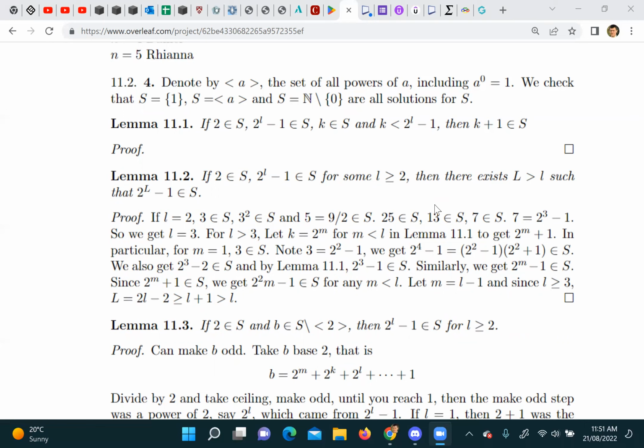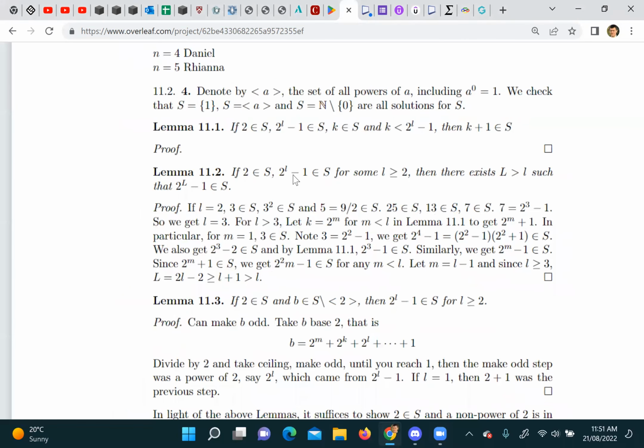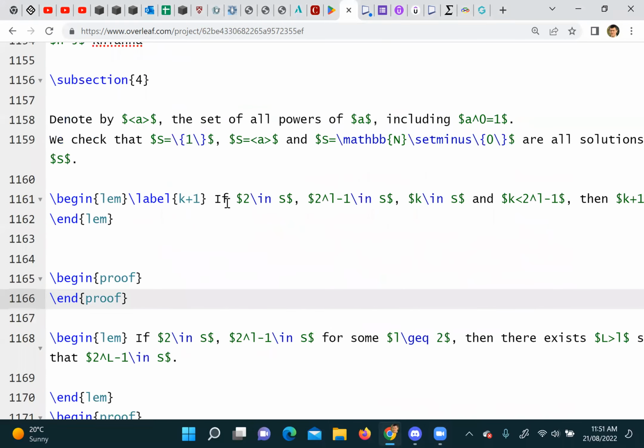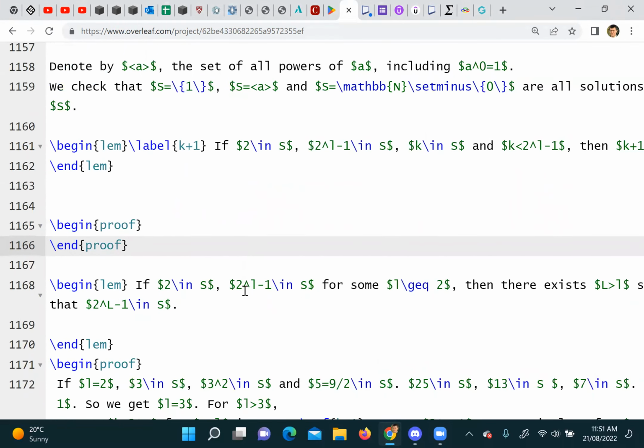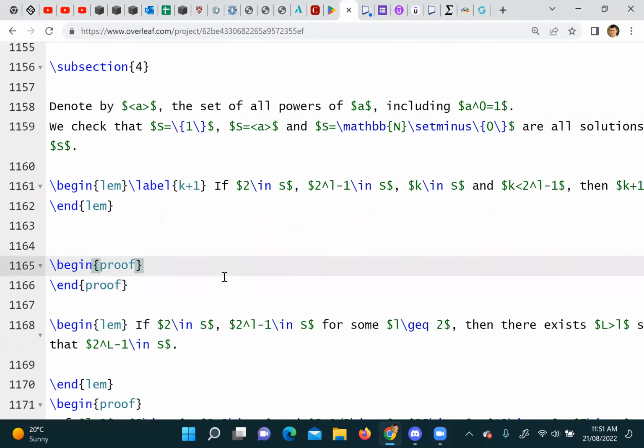I don't know, did I omit the proof? It is trivial. I thought I actually wrote this proof though. Okay, so the proof basically goes like this. What happened to the proof?